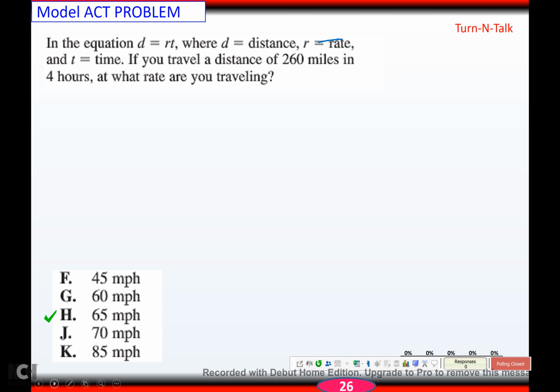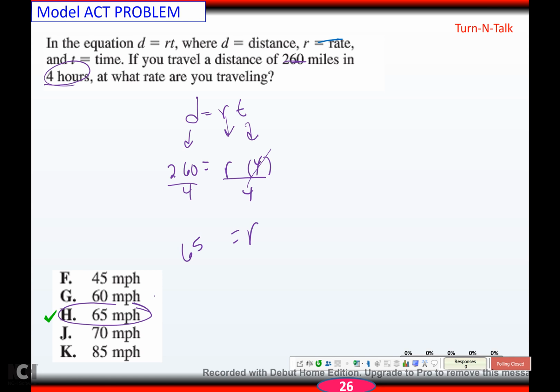Okay, in the equation, D equals RT, where D equals distance, R equals rate, and T equals time. If you travel a distance of 260 miles in 4 hours, at what rate are you traveling? Well, here's my formula. They gave me the distance, so that's 260. They gave me the time, which is 4 hours, and they want me to figure out the rate. Well, to get R alone, I'm going to divide by 4, and I get the rate is 65 miles an hour. Okay.